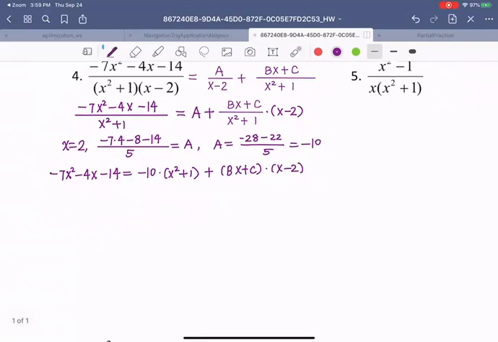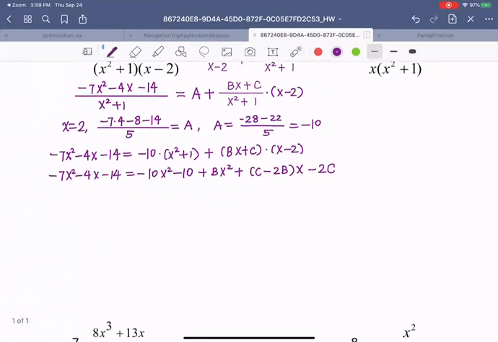Correct? Right. Okay, now -7x squared minus 4x minus 14 equals -10x squared minus 10 plus bx squared plus c minus 2b parenthesis x, right? Yeah. Minus 2c.